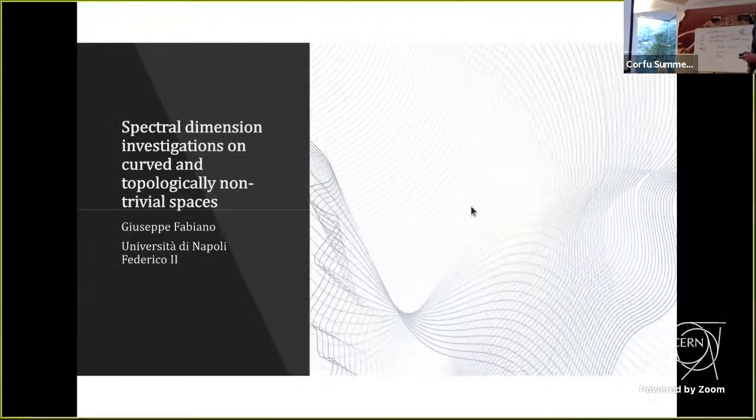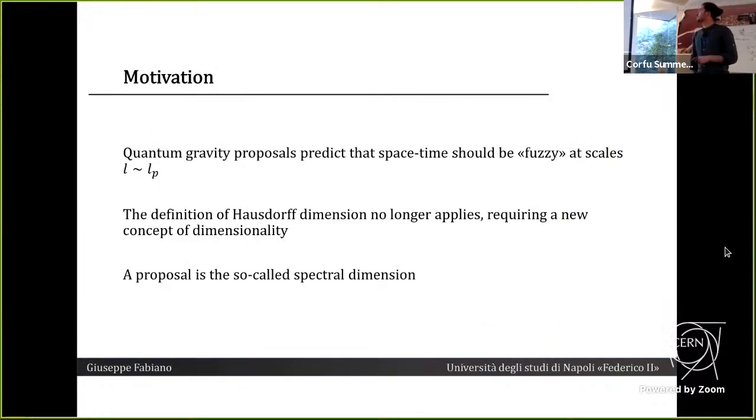As Renate Lol was recalling the other day, many quantum gravity theory proposals predict that at some particular scale, which should be around the Planck scale, space-time should exhibit a fuzzy, namely quantum, behavior. So if in this regime we are losing those smooth properties that we have of Riemannian manifolds, we have to rethink our definition of dimensionality. So the definition of Hausdorff dimension should not be viable anymore, and we should require a new concept of dimensionality.